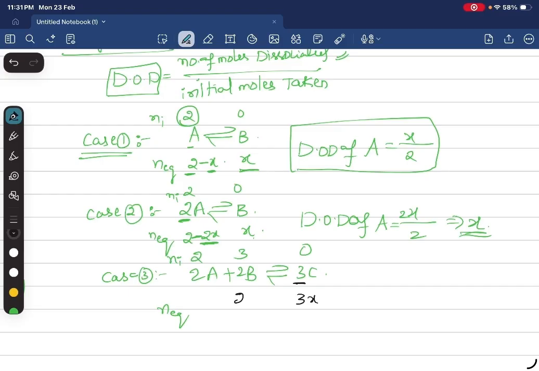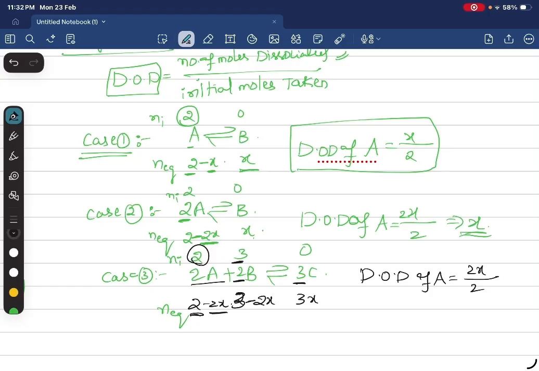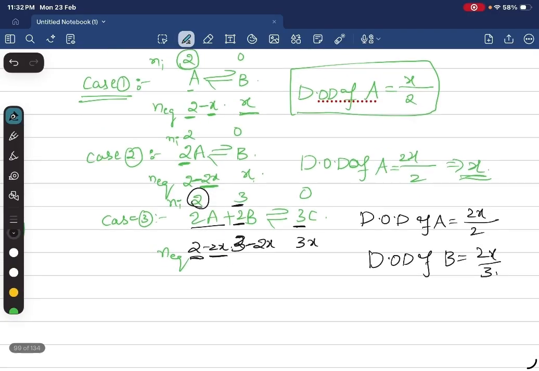So here what you can write: 3 is the initial mole, so 3 minus 2 is the stoichiometry and change is x. Same way, 2 minus 2x. So DOD, how to write it for a particular one? DOD of A equals 2x by 2, because change is this and initial moles are 2. Same way, DOD of B equals 2x by 3. That's how we can indicate DOD for A and B in this equation.